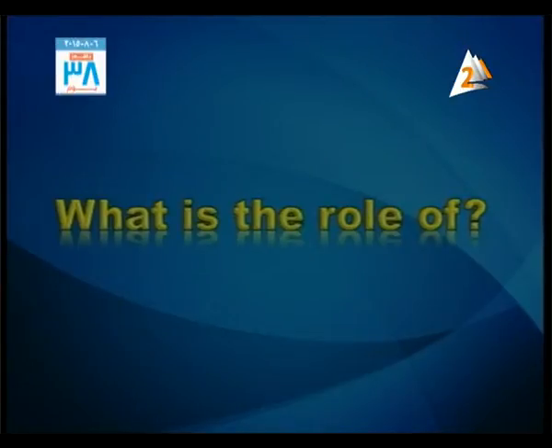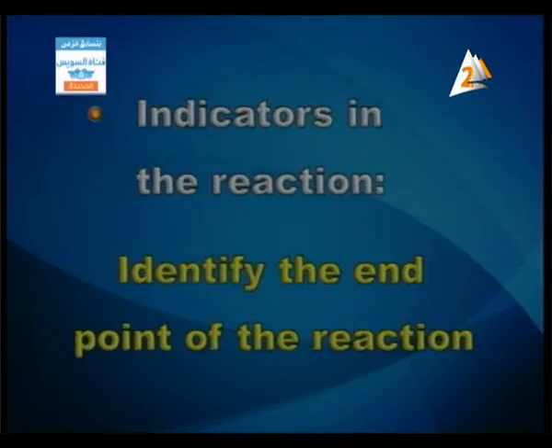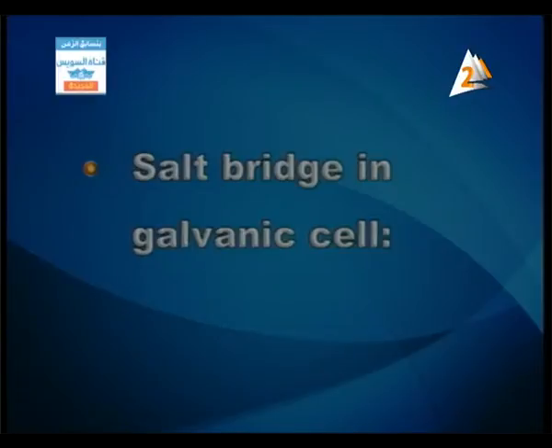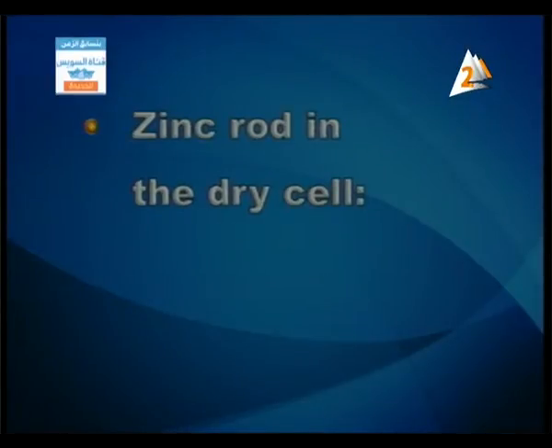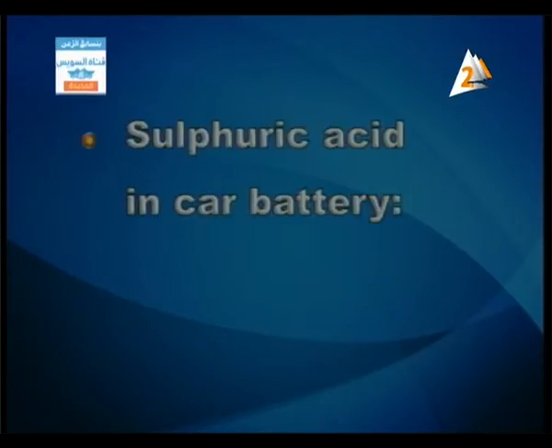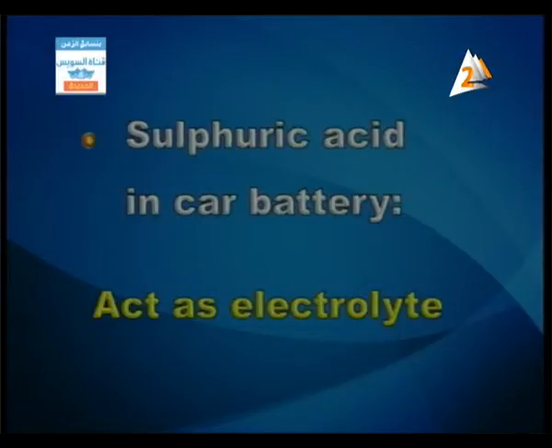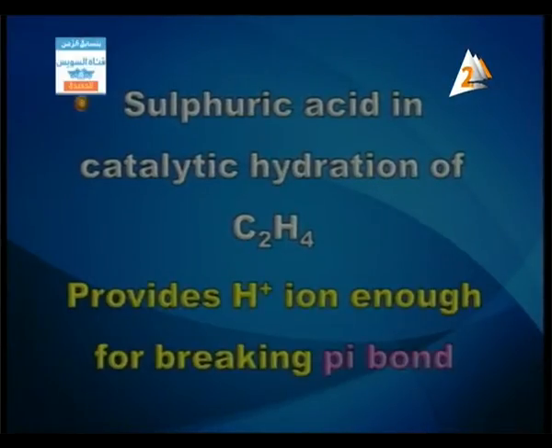Next question. What is the role of indicators in the reaction? Identify the end point of the reaction. Salt bridge in the galvanic cell: neutralize the excess ions between the two half cells and join between them without direct contact and close the electric circuit. The zinc rod in the dry cell acts as anode. The sulfuric acid in car battery acts as electrolyte. Sulfuric acid in catalytic hydration of ethene provides positive hydrogen ion enough for breaking the pi bond.